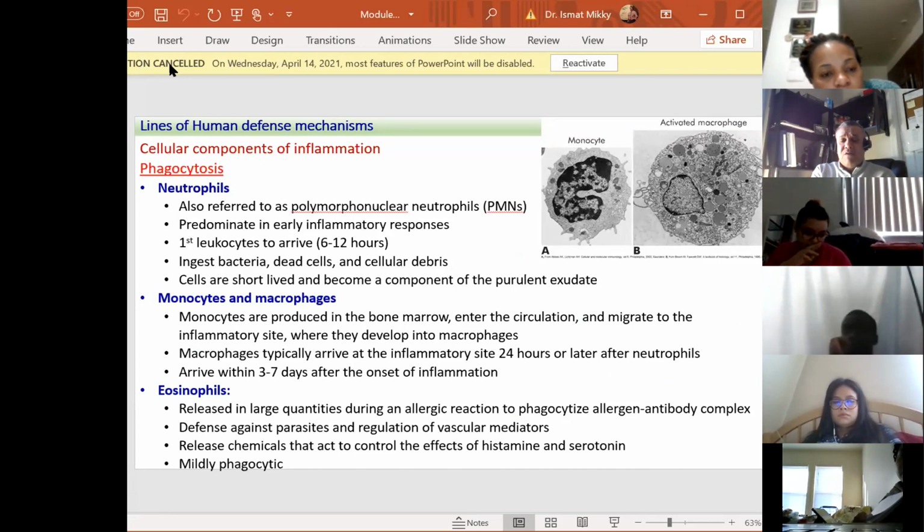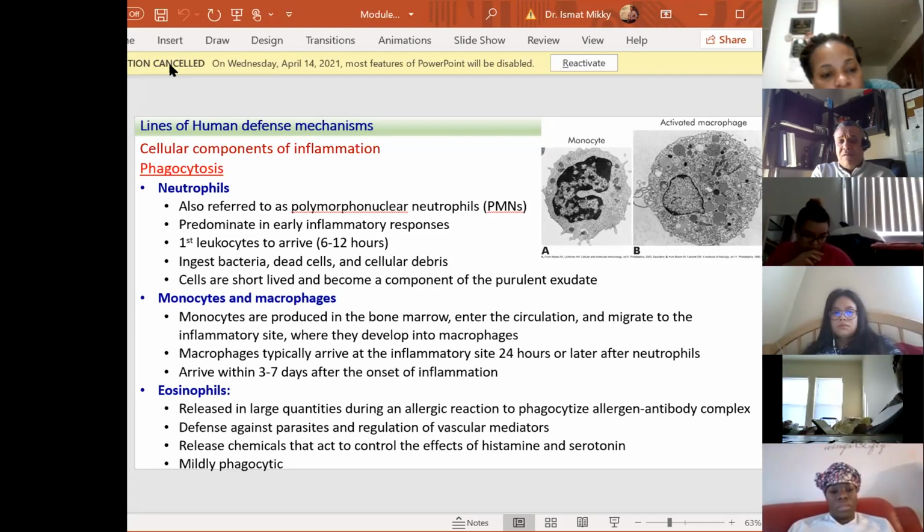And we have monocytes and macrophages, and we have eosinophils, and eosinophils have a more significant effect on parasites. So anytime people are infected by a parasite, the eosinophil count will rise extremely, will go up, and that's because it's the most effective white blood cell against parasites.